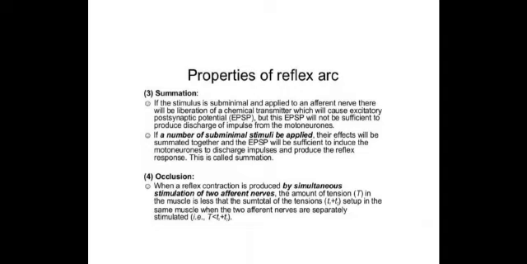So what about the other properties, like summation and occlusion? If a stimulus is subminimal and applied to an afferent nerve, a sensory nerve, there will be liberation of chemical transmitter, which will cause an excitatory postsynaptic potential. But this EPSP will not be sufficient to produce a discharge of impulse from the motor neurons. So if a number of subminimal stimuli are applied, their effects will be summated together and the EPSP will be sufficient to induce the motor neurons to discharge impulses and produce a reflex. This is called summation.